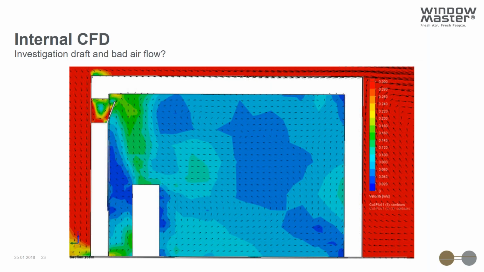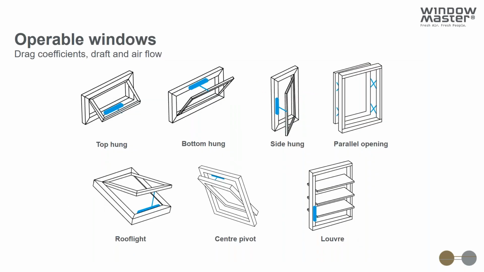So you can come a long way with the experience from earlier projects where you have gained the knowledge of when draft problems are occurring. But if it's needed, internal CFD is a very good way to check if you are going to have any problems. And in this connection, the type of window is of course very important, because for natural ventilation, the optimal window is normally a bottom hung or top hung window, because this is very good.